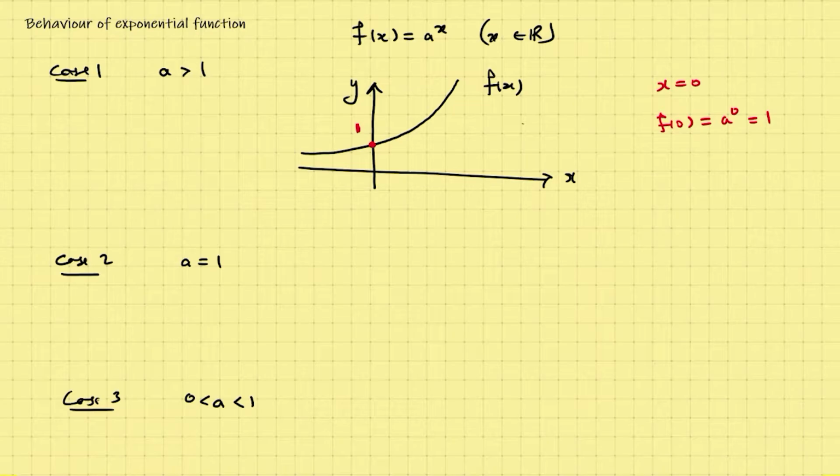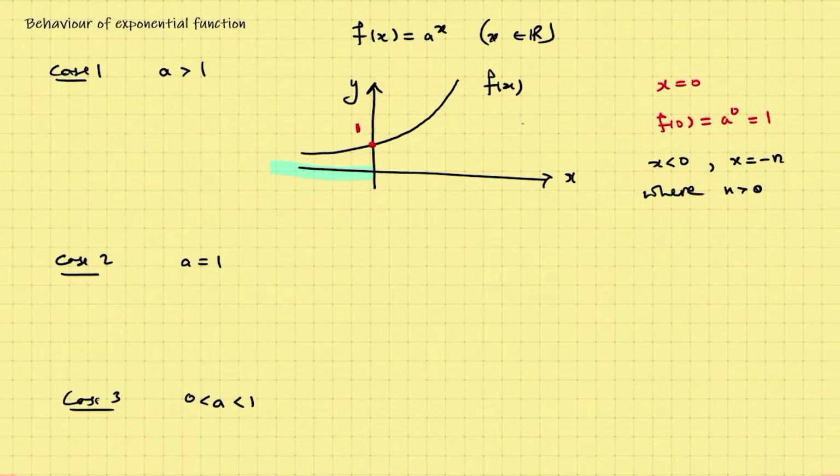The other thing of real interest is what's happening on the x-axis, in particular for the negative part of the x-axis. So let's have a think about that. Imagine x is less than 0, so x is negative. Let's take x to be equal to negative n, where n is positive.